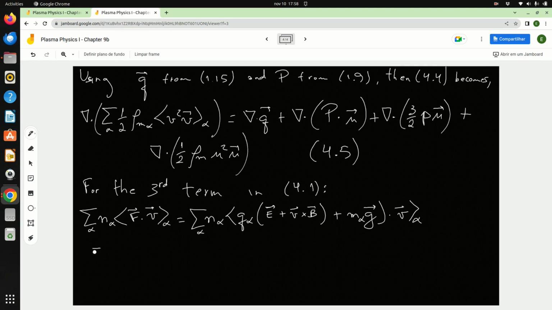Then we can write, and let's split this in terms. So we have n q E dot V for the first term. It's going to be n alpha times, well, n alpha is in every term, all right? So it's q alpha E, E is an average, dot V.